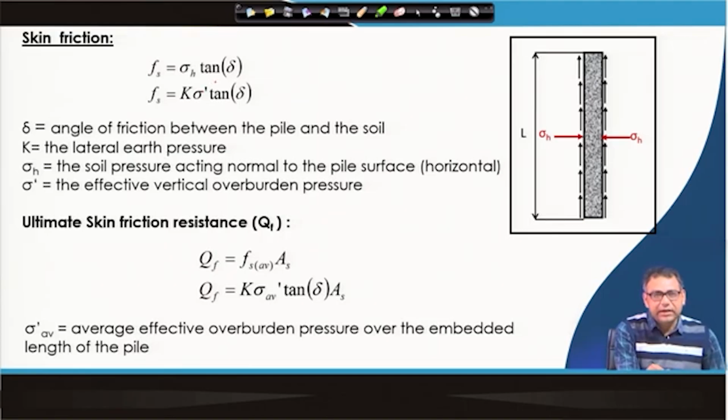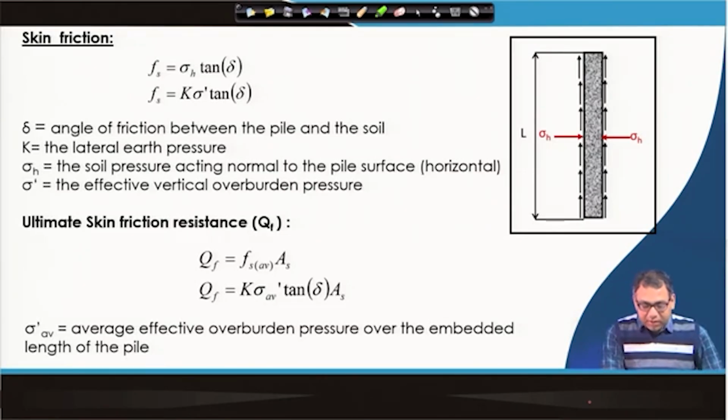The sigma v dash is the effective vertical stress at any point. If I multiply with the K, K is the lateral earth pressure coefficient. So, this is lateral earth pressure coefficient into tan delta. Delta is the angle between the pile and the soil.